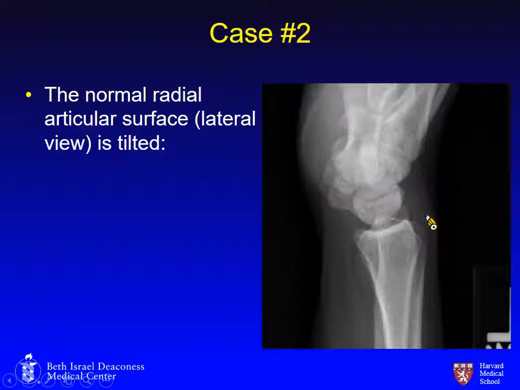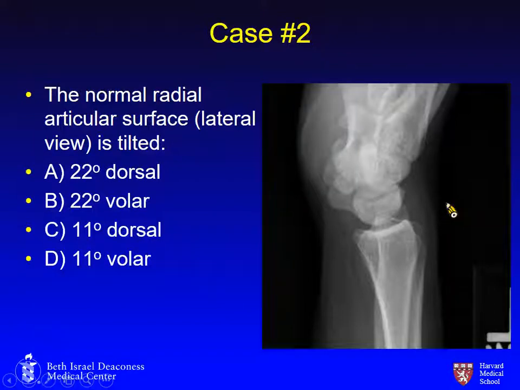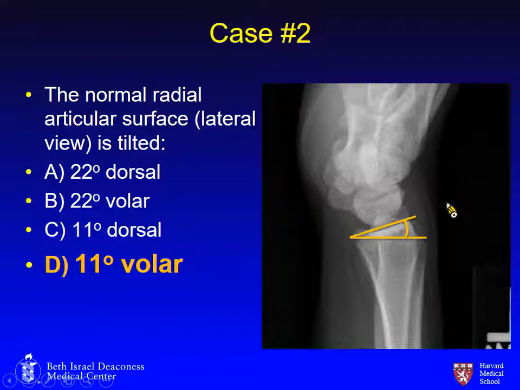Case 2, the normal radioarticular surface on the lateral view is tilted 20 degrees dorsal, 20 degrees volar, 11 degrees dorsal, 11 degrees volar, just to complicate things here. All right, so it's 11 degrees volar. Remember that it's going to be tilted volarly. If it's neutral or dorsally tilted, you want to be suspicious that there's a distal radius fracture.